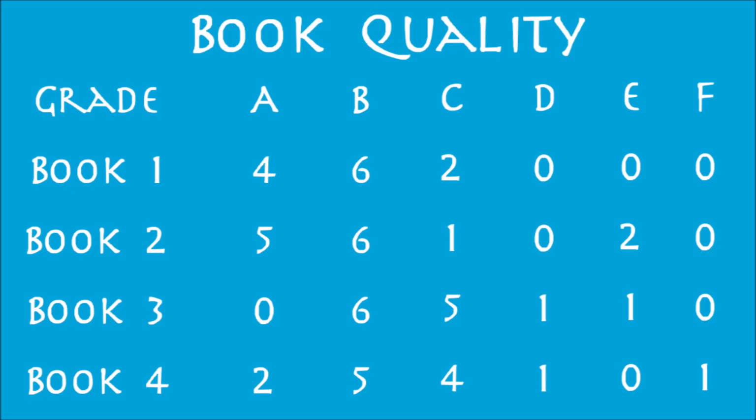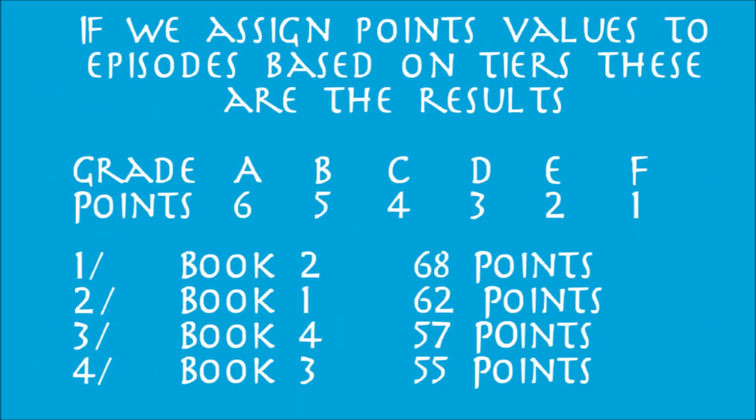So next up we have, okay, there's the data of where each of the episodes are placed, but how do we actually get a result from that? And so this is what I did. I assigned a points value to the episodes based on what tiers the episodes were in. I said, if an episode is in the A tier, the excellent tier, it gets 6 points, B 5, C 4, D 3, E 2, and F 1. And if you do that and add up those points given what we just looked at, this is what you get.